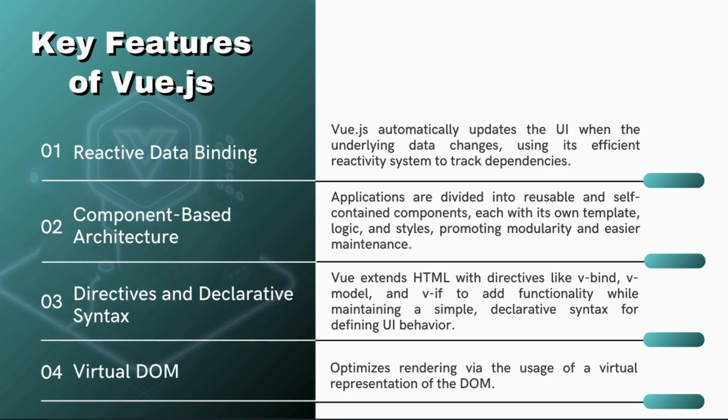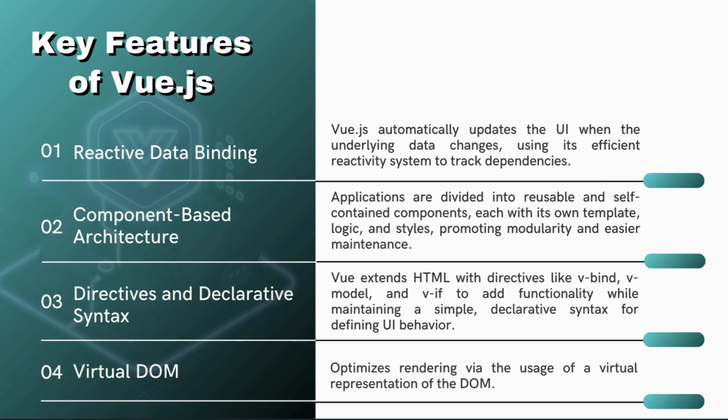Next is directives and declarative syntax. Vue extends HTML with special attributes called directives such as v-bind, v-model, and v-if. These directives allow developers to easily enhance the functionality of the UI while maintaining a simple, declarative syntax that is easy to understand and use. This makes it easier to define complex UI behavior without writing cumbersome code.